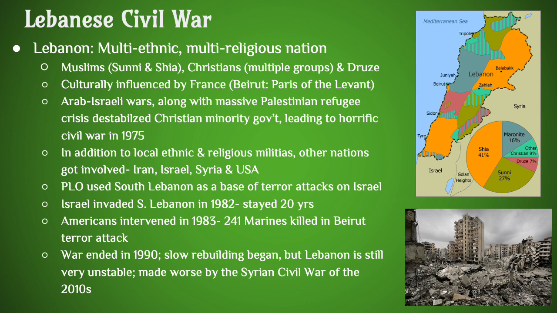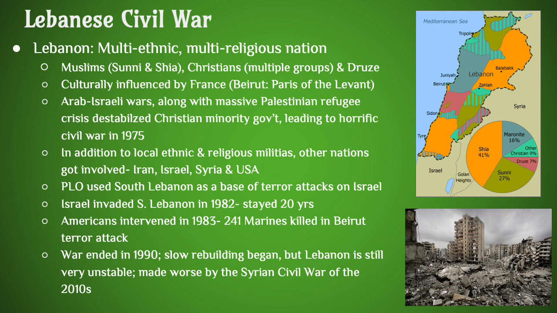Lebanon was very culturally influenced by France. It had been a part of one of the French mandates. Beirut, before their civil war, used to be often referred to as the Paris of the Levant, Levant being just yet another name for the Middle East.